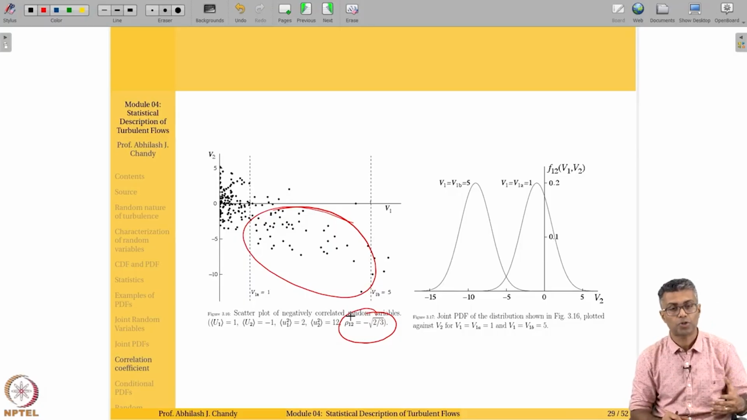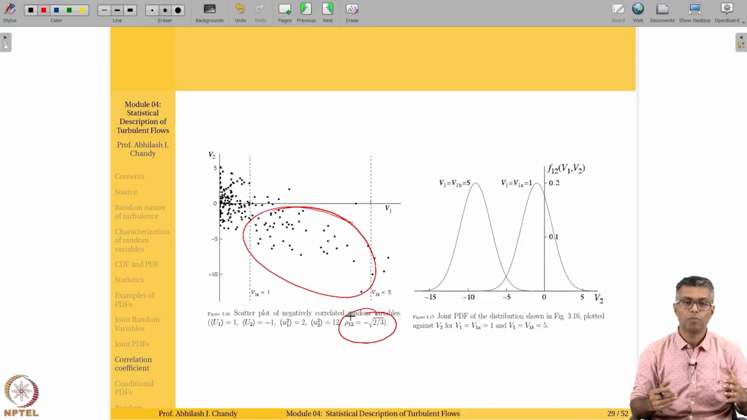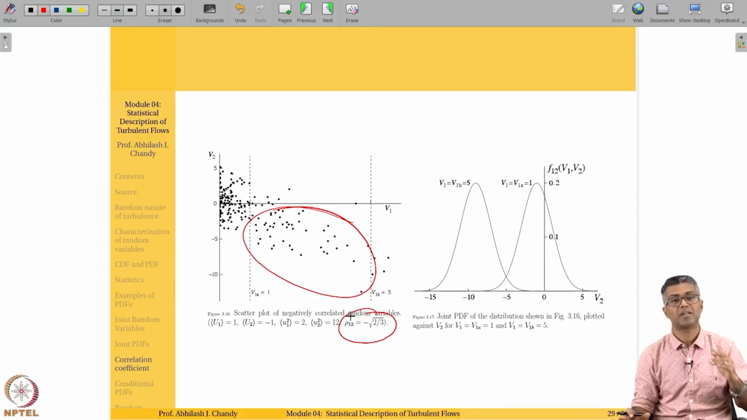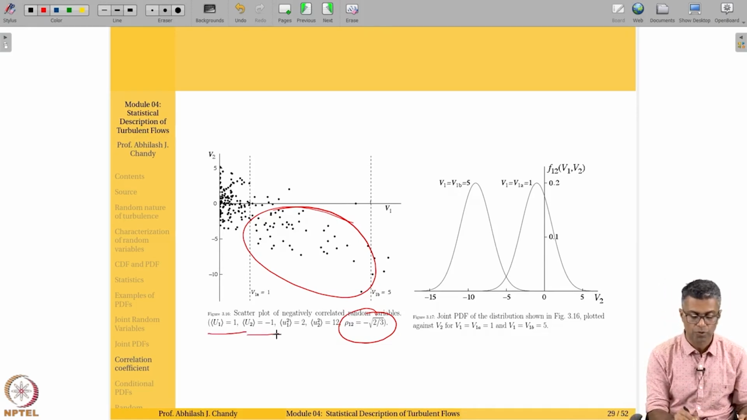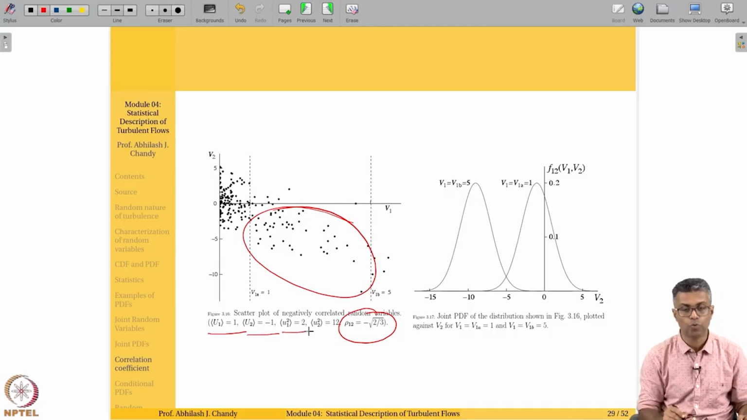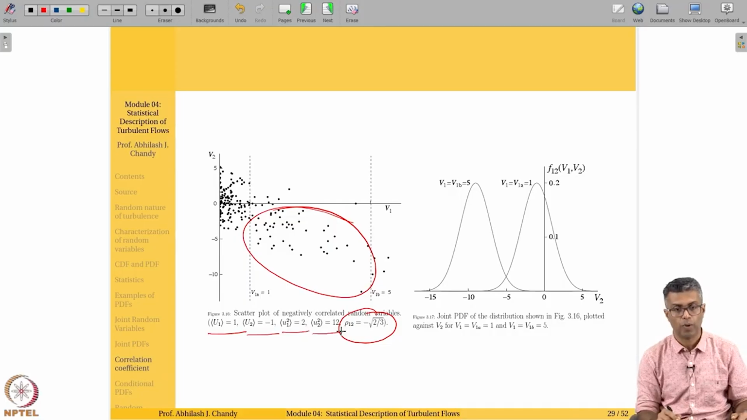But you cannot be sure until you actually quantify it. Visually also, it seems that most of the points are in the positive V1 space, whereas the negative V2 space, indicating that they are negatively correlated. Okay, so that's one thing. Then the mean of U1 is 1, the mean of U2 is negative 1, variance of U1 is 2, and variance of U2 is 12. Be that as it is.